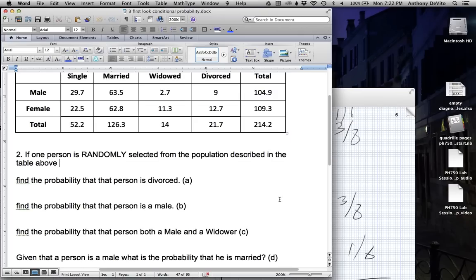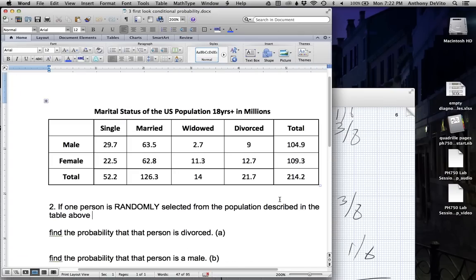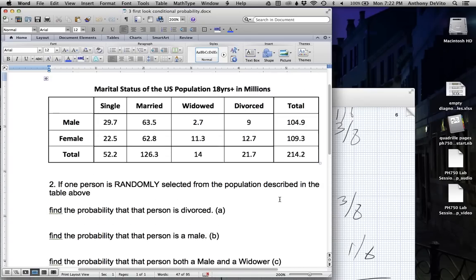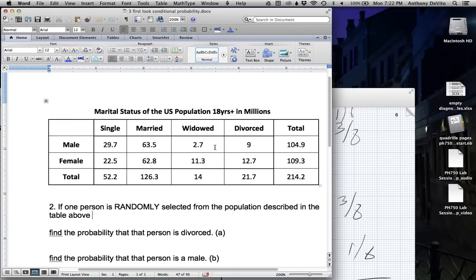What's the probability that you randomly select a person who's both a male and a widower? Is that union or intersection? It sounds like union, but it's really intersection. It's both. If they were just males or just a widower, that would be a union. So it's intersection: the probability of A intersection B, where A is male and B is a widower. What's the probability of selecting a person as male and a widower? 2.7 million over 214.2 million. Anybody have an issue with that?